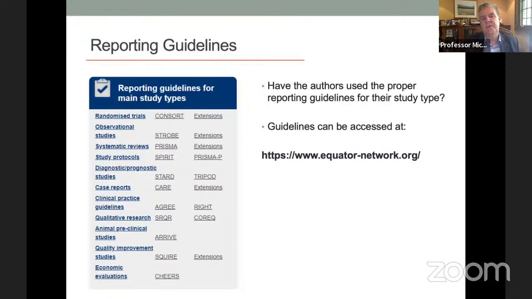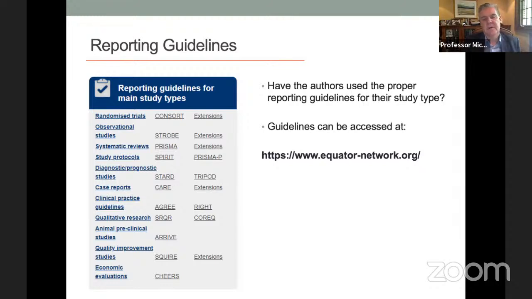Observational studies, which will include most of the types of research presented in a clinical surgical journal, such as JCOT, should follow the STROBE guidelines. Systematic reviews, which are increasingly being reported in the literature, should follow the PRISMA guidelines. Sometimes authors will report on a study protocol. This should follow the SPIRIT guidelines. Occasionally, there are diagnostic or prognostic studies. So for example, looking at the role of MRI in the management of spinal trauma, as an example. This should follow the STARRED guidelines.